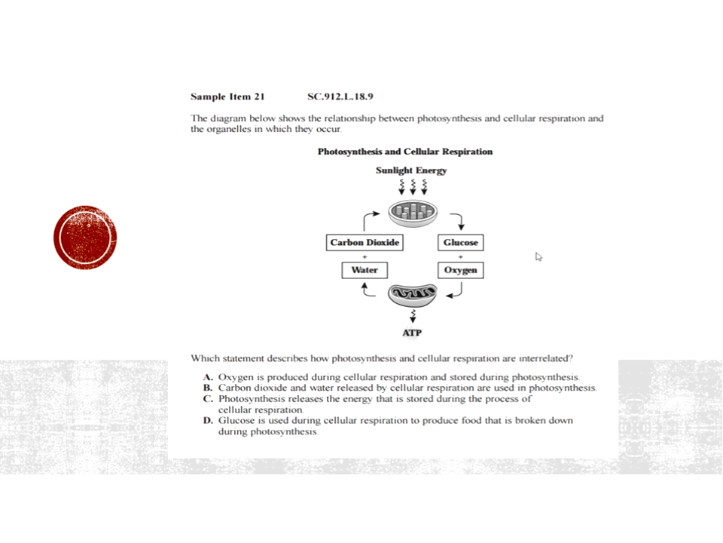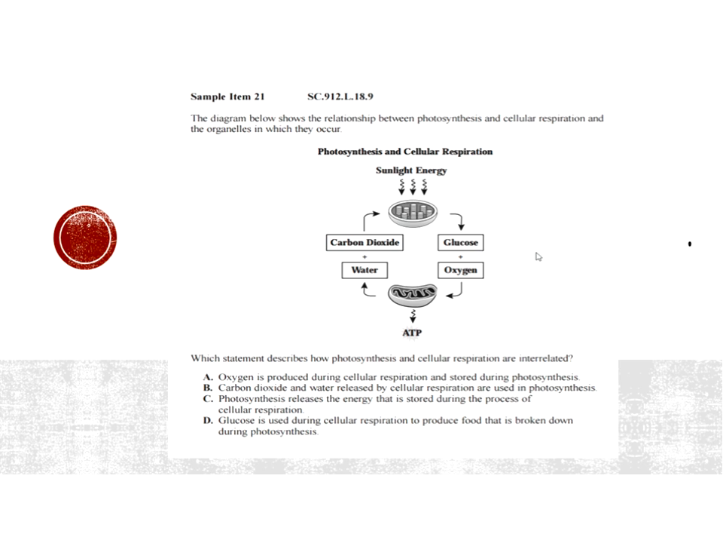All right, so this question is on photosynthesis and cellular respiration. So the diagram below shows the relationship between photosynthesis and cellular respiration and the organelles in which they occur. So you can see up here we've got the chloroplast with the sunlight energy entering, and then you've got glucose coming off, and then oxygen coming in, and that enters into the mitochondria, which is going to release ATP as well as water. And then if we add carbon dioxide in, we can then go back to it. So it's kind of like a cycled thing here.